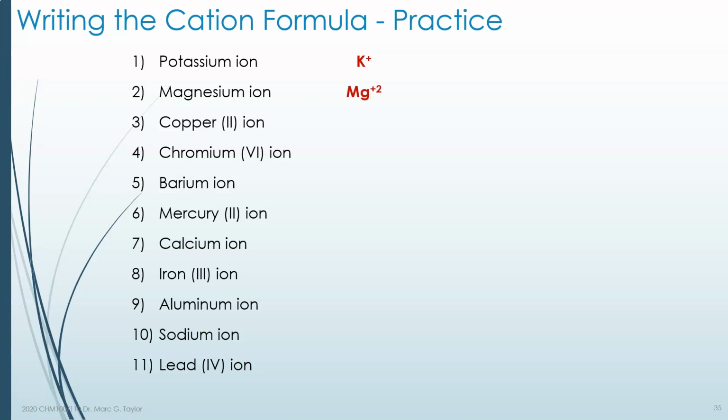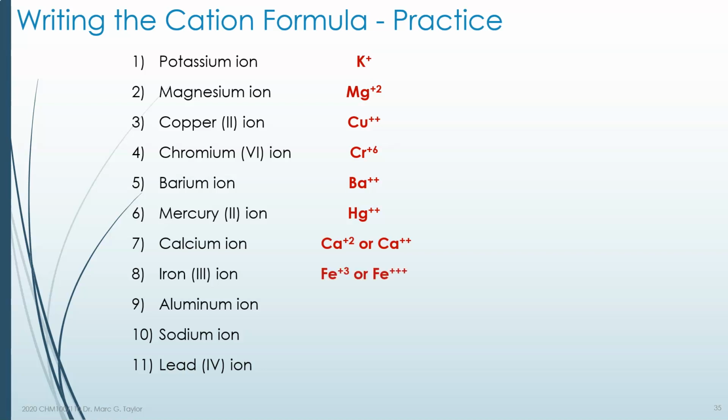So you just write the symbol and then the plus charge of whatever's in the Roman numeral. So copper +2, chromium +6. Barium is another alkaline earth, just like magnesium and calcium. So that's always +2. Mercury, it tells you +2, so Hg for mercury. Calcium ion, always +2. Iron 3, well, we know what that is.